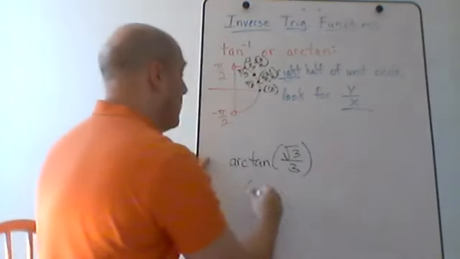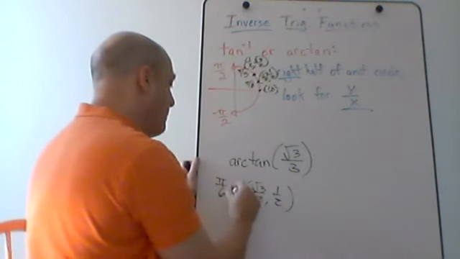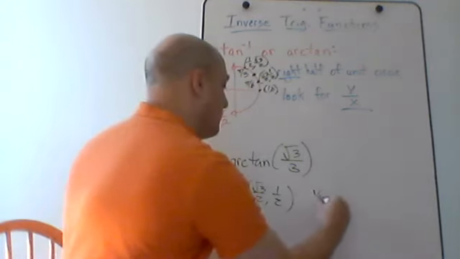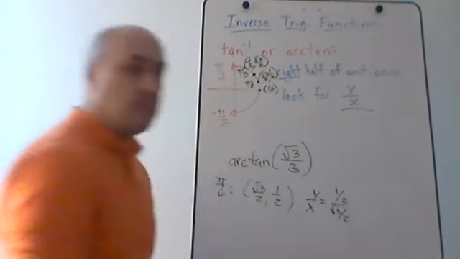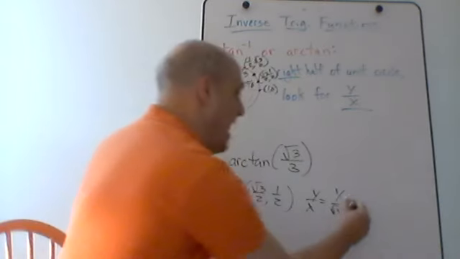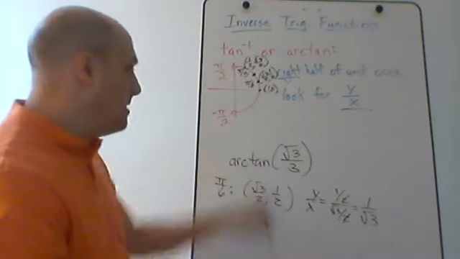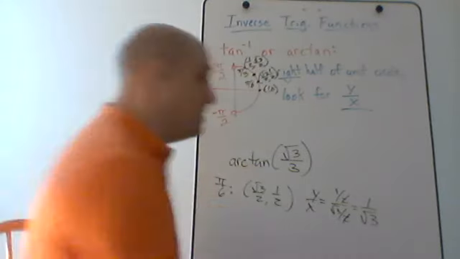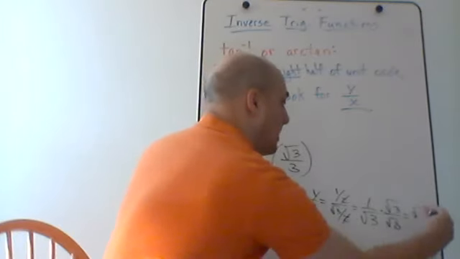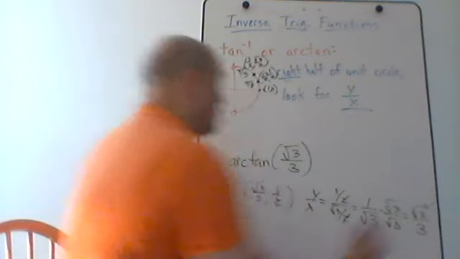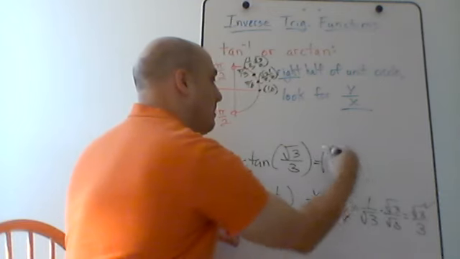So if I take my terminal point, root 3 over 2, comma 1/2, that's my terminal point for pi over 6, and then I do the y over the x. So y over x is going to equal 1/2 over root 3 over 2. When I do that, the halves cancel, and I get 1 over the square root of 3. Well, that's not quite root 3 over 3, but if I rationalize the denominator by multiplying both the top and bottom by the square root of 3, I get the square root of 3 over 3, which is what I'm looking for. So arctangent of root 3 over 3 equals pi over 6.